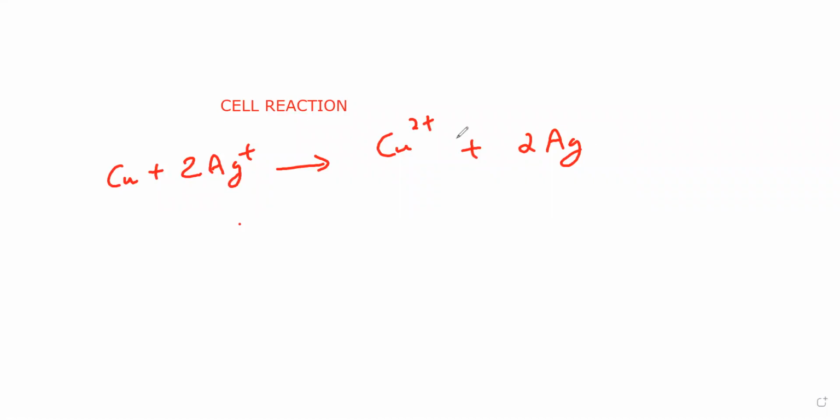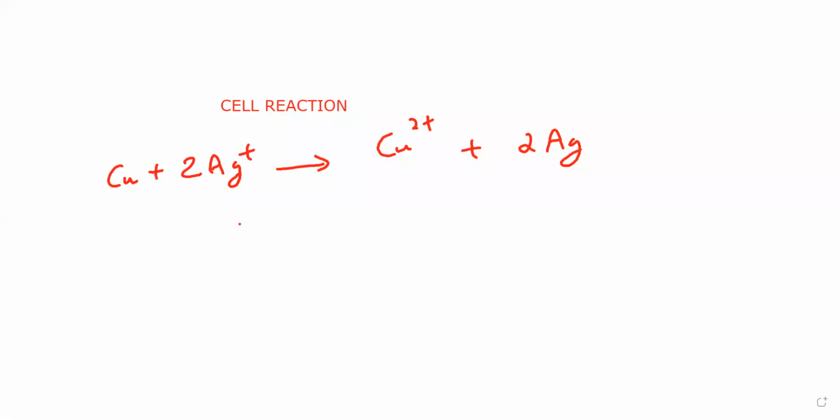So in the last session, we discussed the cathode, what takes place, and the anode, what takes place. Suppose the cell reaction is given like, let's take copper plus silver ions giving Cu2+ and silver. If this is the cell reaction given, we have to identify what the cathode and anode are, respectively.